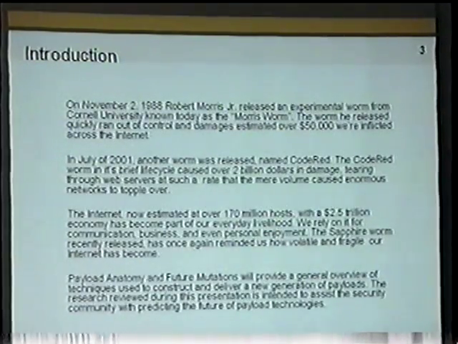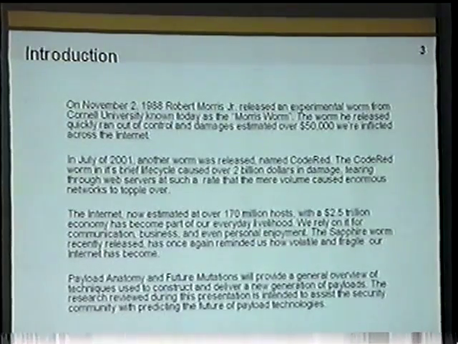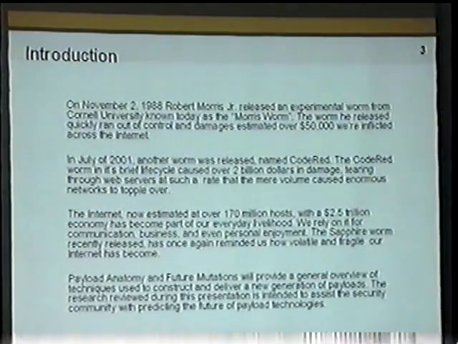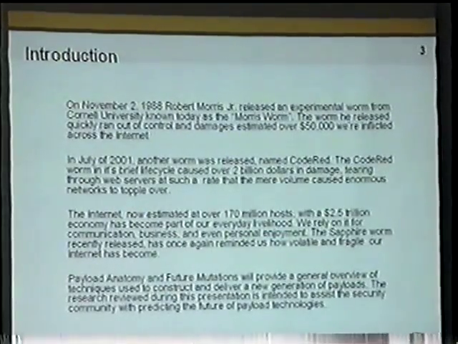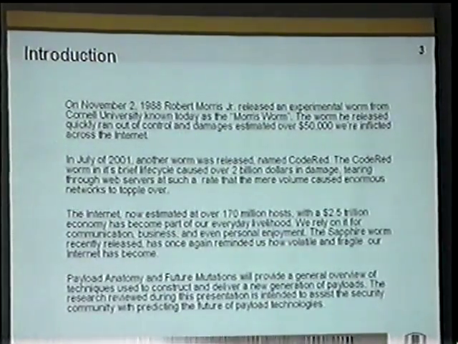The internet, now estimated at over 170 million hosts, with a $2.5 trillion economy, has become part of everyday livelihood. We rely on it for communication, business, and even personal enjoyment. The Sapphire worm, recently released, has once again reminded us how volatile and fragile our internet has become.